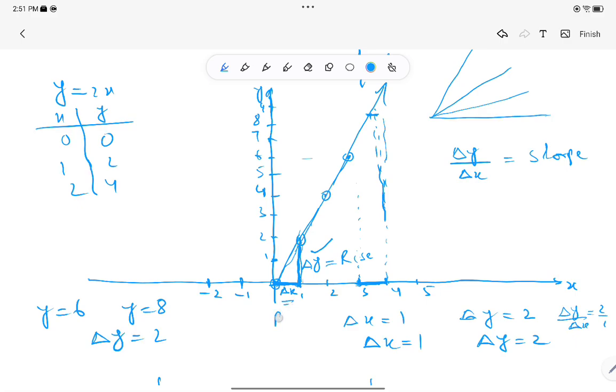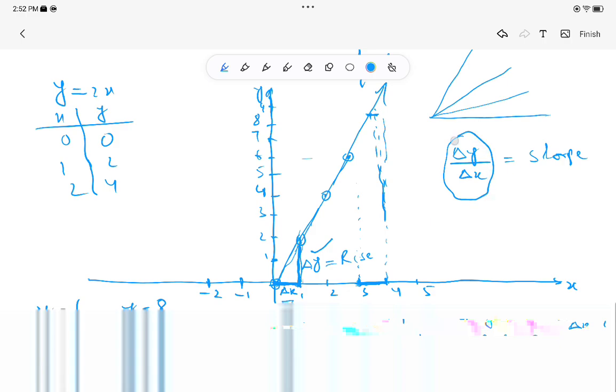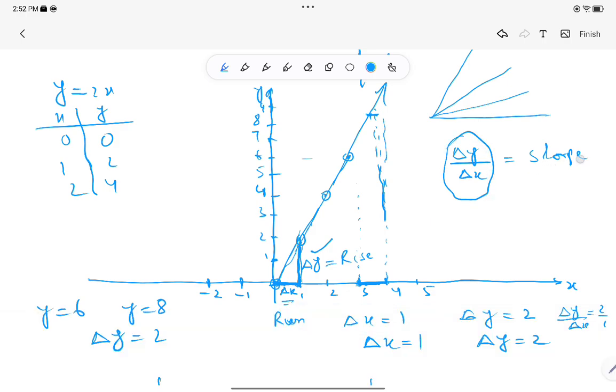So you have rise by run. Rise by run is delta y by delta x. But what is that rise by run? Slope. So when you are calculating rate of change, you are in fact finding the slope of the line. If the slope of the line is more, it means rate of change is more. If the slope of the line is less, it means rate of change is less. An example will show you this.